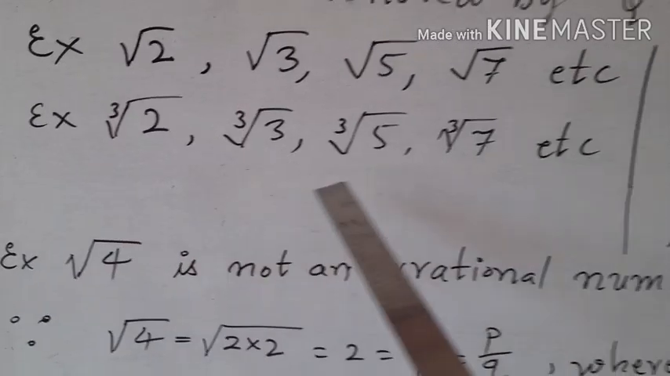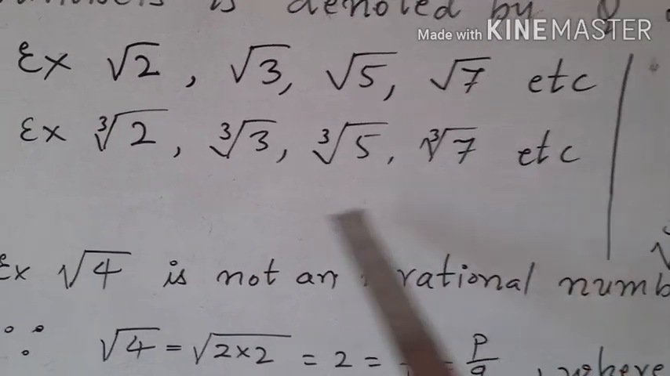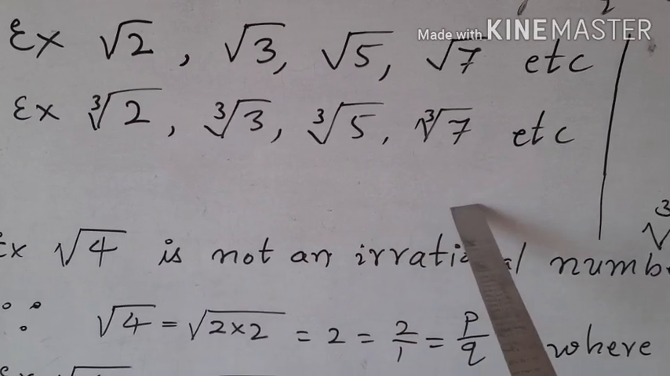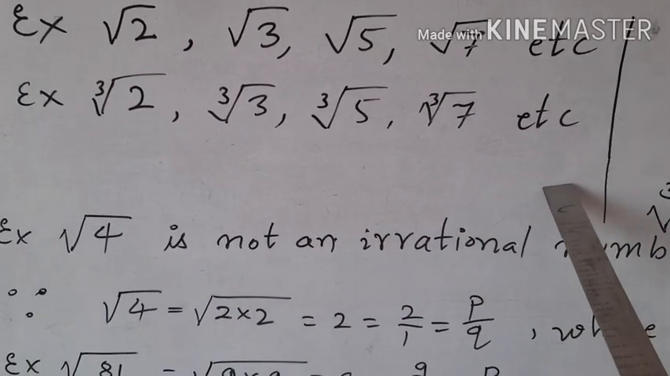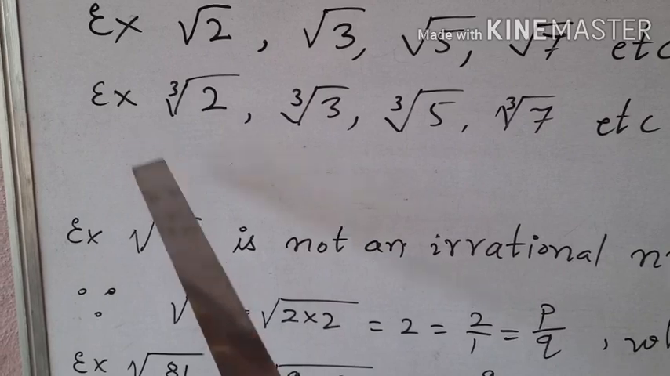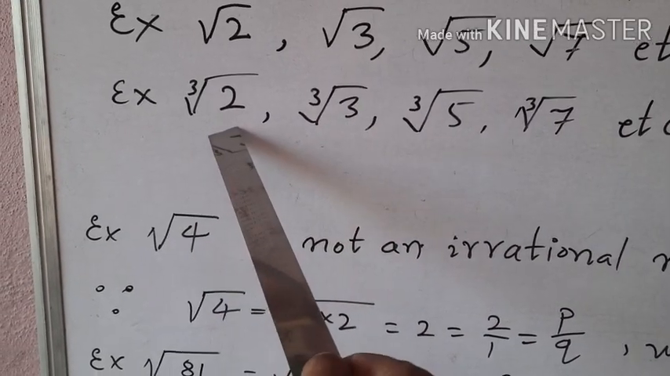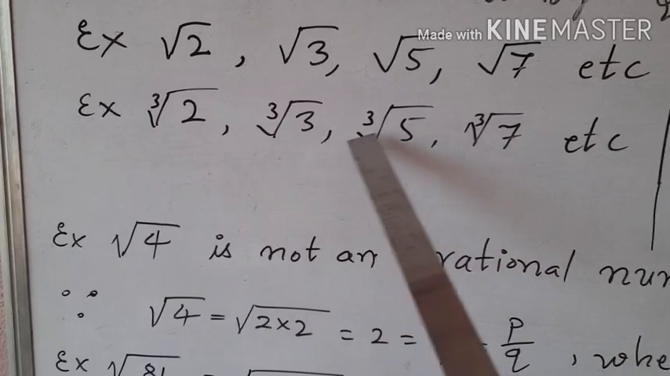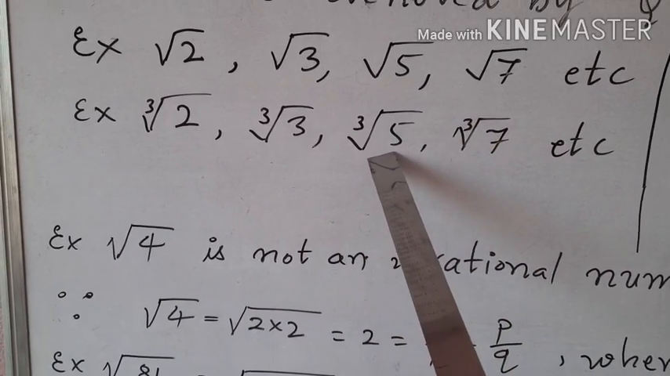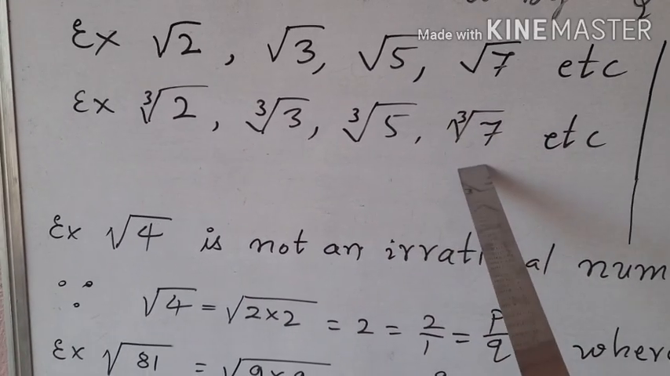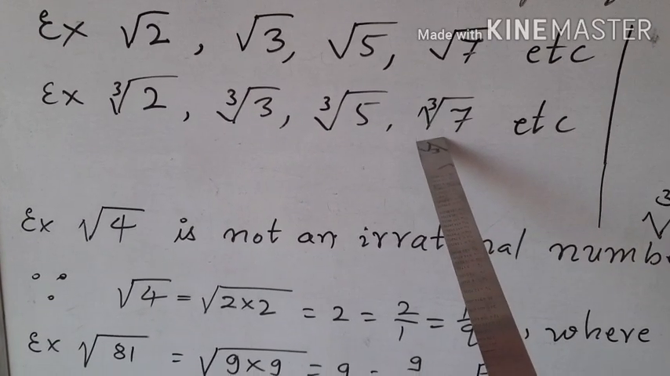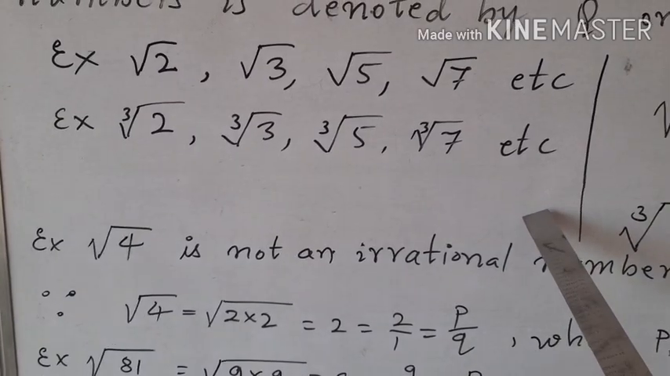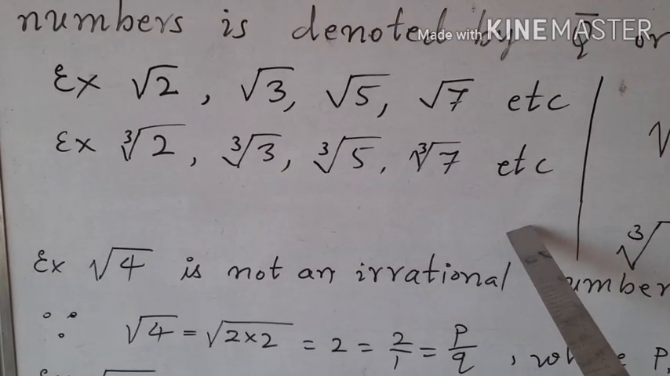Similarly, let us take the second set of examples. Here, cube root of 2, cube root of 3, cube root of 5, cube root of 7, etc. Under the cube root you will see 2 as a prime number, 3 as a prime number, 5, which is a prime number, and 7, which is a prime number. That's why the second set of examples are also examples for irrational numbers.